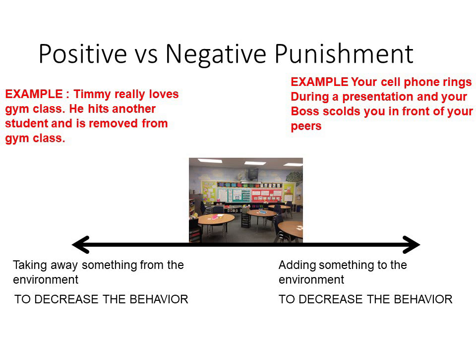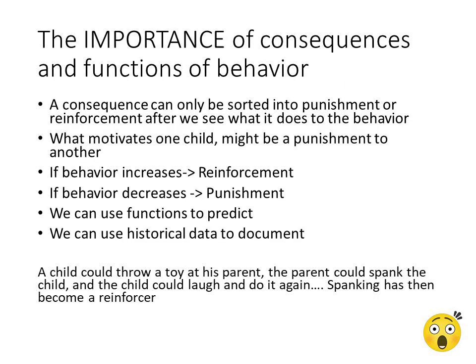For example, your cell phone rings during a presentation and your boss scolds you in front of your peers. A scold was added. The likelihood of your cell phone going off during a presentation decreases. A consequence can only be sorted into punishment or reinforcement after we see what it does to the behavior. What motivates one child might be punishment to another one. If the behavior increases, then it's reinforcement. If the behavior decreases, then it's punishment.